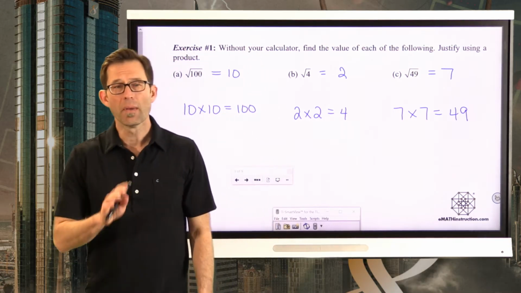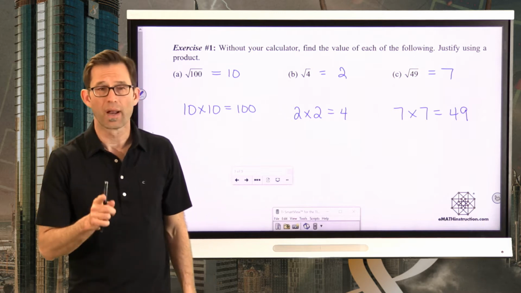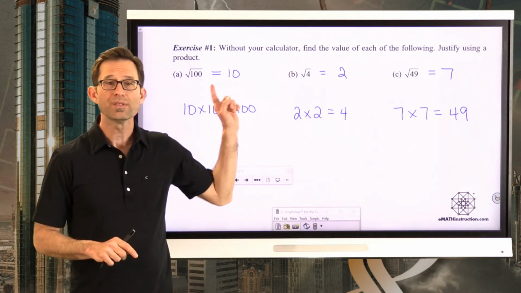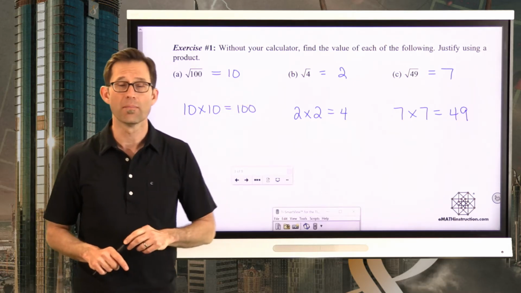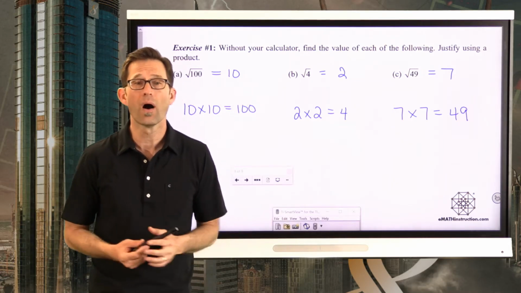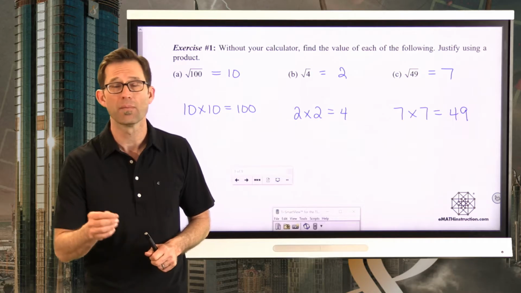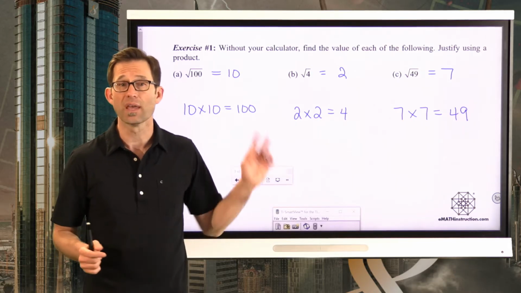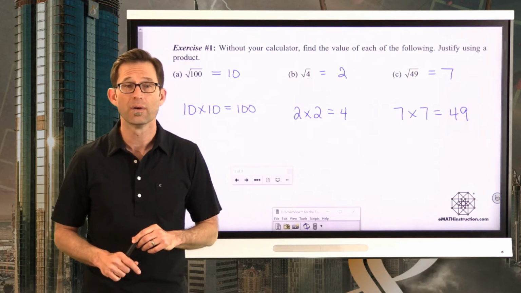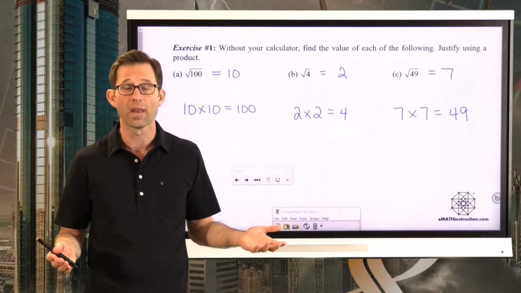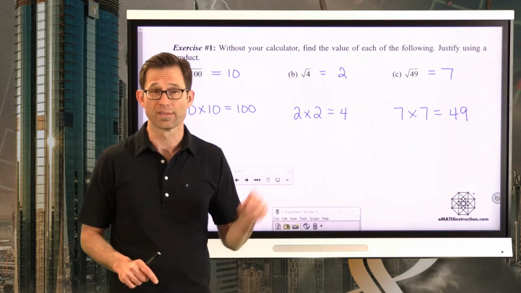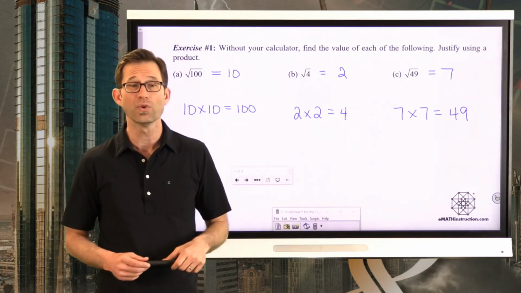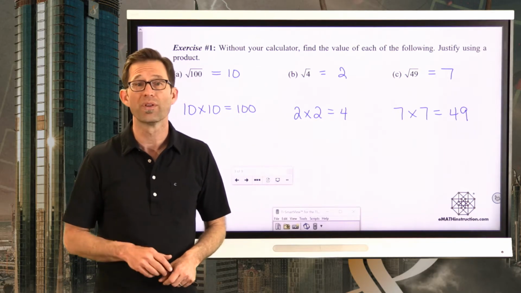Now, I mentioned this in the last lesson on square roots, but I really want to hammer it home again. This equal sign means that this thing and this thing are the same number. Literally, the square root of 100 and the number 10 are the same number. Just as I could say 10 is equal to 2 times 5, right? 2 times 5 and 10 are the same thing. I can say that the square root of 100 is equal to 2 times 5. I could say the square root of 100 is equal to 8 plus 2, right? Because both of them are equal to 10.